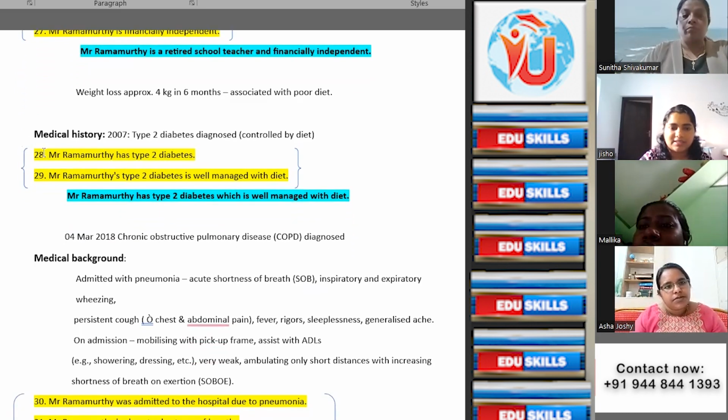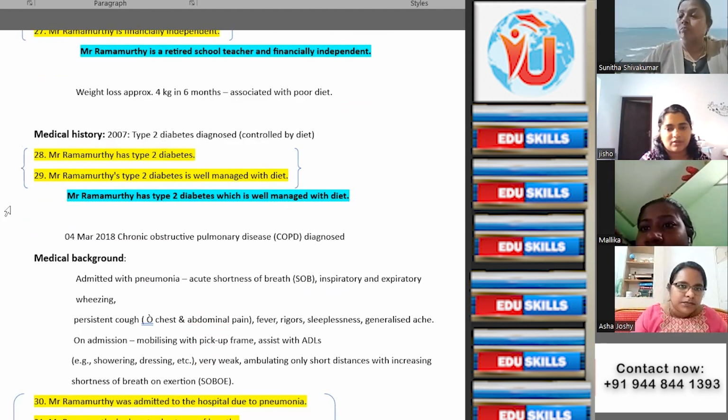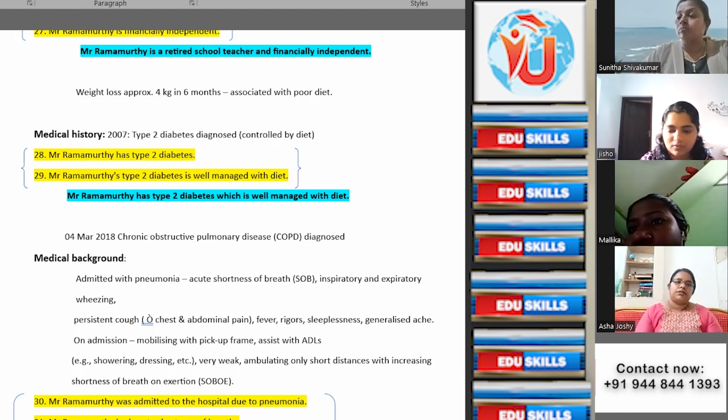Here again, medical history. In medical history, it's written 2007, type 2 diabetes diagnosed, controlled by diet. So here it's written as 2 simple sentences like Mr. Ramamurthy has type 2 diabetes. Mr. Ramamurthy's type 2 diabetes is well managed with the diet. So here we can write: Mr. Ramamurthy has type 2 diabetes which is well managed with the diet. Okay, so again, next medical background.